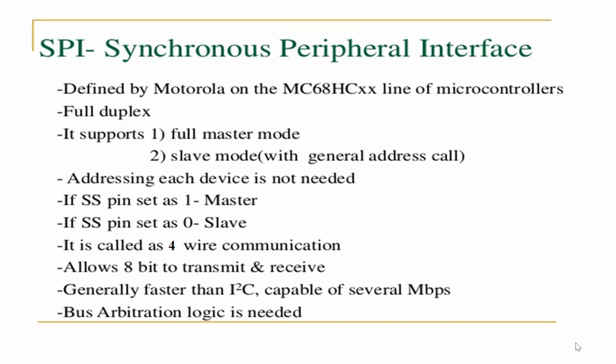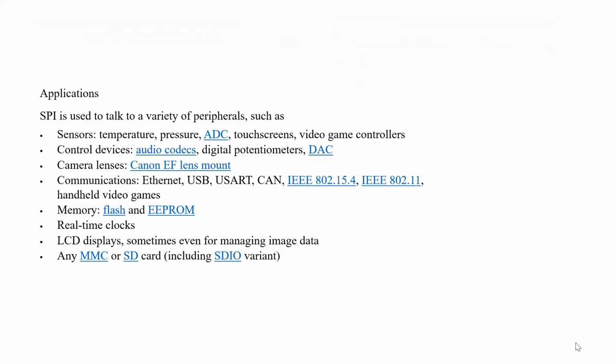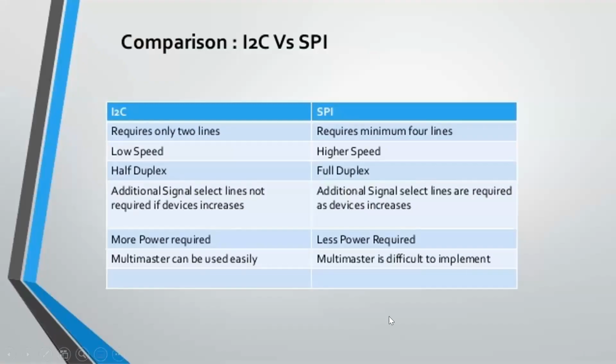So I square C and SPI are very close. In I square C we have master and slave, and in SPI also we have the master slave concept. That means one master microcontroller will be there, and the slave devices are all connected through the bus. But I square C is half duplex and SPI is full duplex. I think you can see the difference.